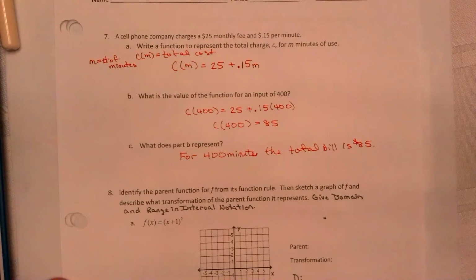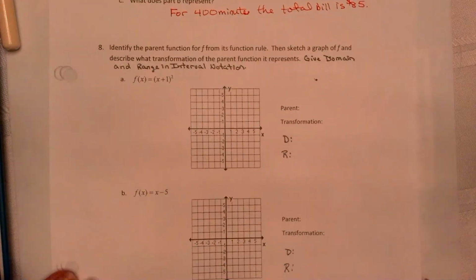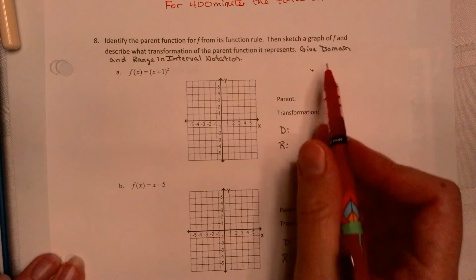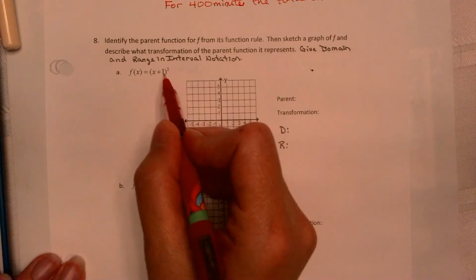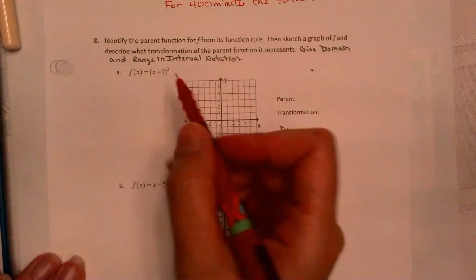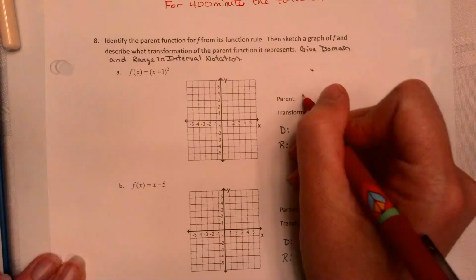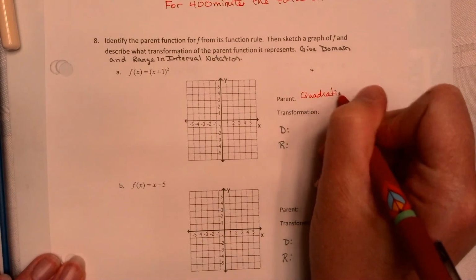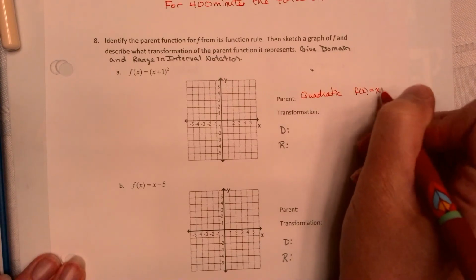Okay, so this number 8 is talking about parent functions. We're supposed to recognize it with the rule and then sketch a graph. The big thing I also want to focus on is the domain and range and interval notation. So I see that this is a power of 2, and as the year goes on, we're going to get more into these graphs. That means the parent function is a quadratic. F of x equals x squared.